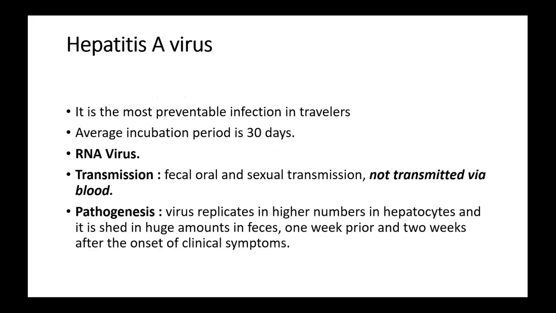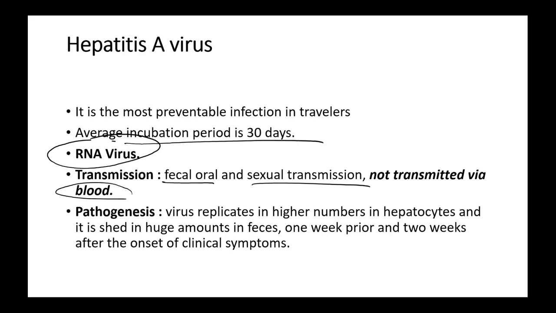So next is hepatitis A. A common but preventable infection in travelers. Average incubation period is 30 days. It is an RNA virus. Transmission is fecal, oral, sexual, not transmitted by blood.